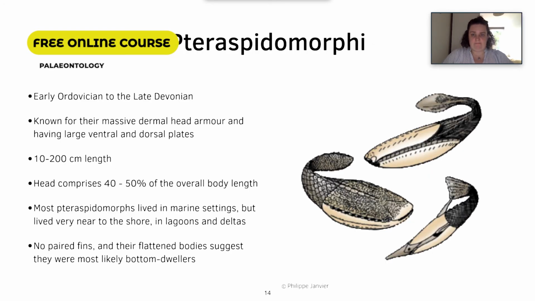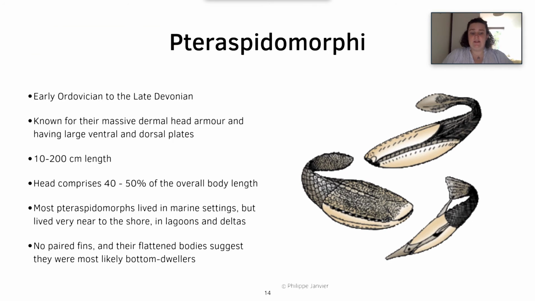So the Pteraspidomorphs, they have a temporal range from the early Ordovician to the late Devonian, and they are known for their massive dermal head armour, as you can see in that image, as well as having large ventral and dorsal plates on their body. The overall length ranged between different species from about 10 to 200 centimetres, and their head actually comprises about 40 to 50% of the overall body length.